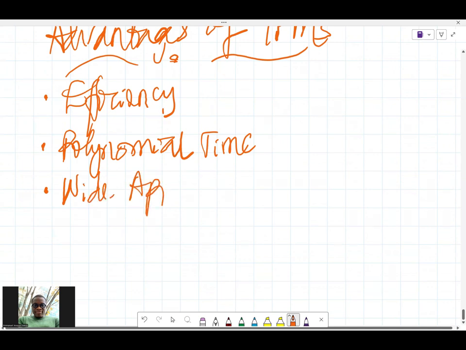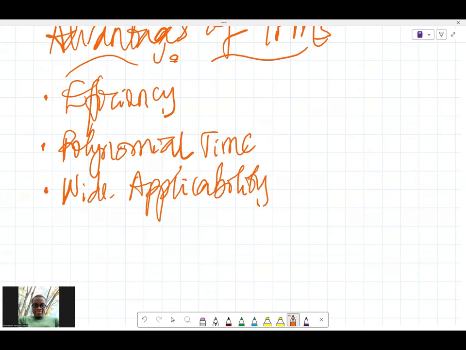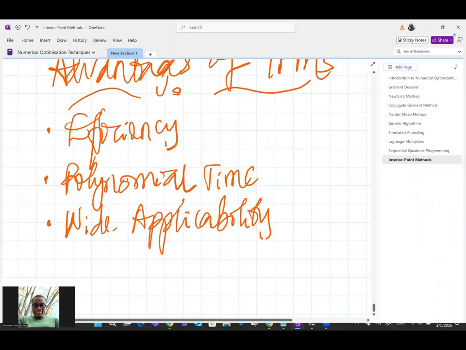Then we have wide applicability. Interior point methods are applicable to a broader class of optimization problems, including quadratic programming, semi-definite programming, and convex optimization. Now, the simplex can only solve linear programming, right? So that means that interior point methods have the upper hand over simplex in that regard. So interior point methods will solve linear programming, quadratic, semi-definite, and even convex optimization. So at this point, let's look at what the Python code looks like for interior point methods.